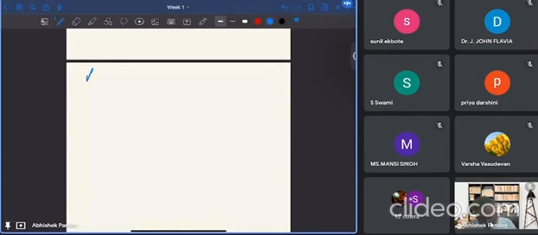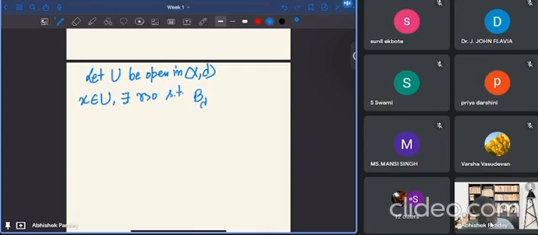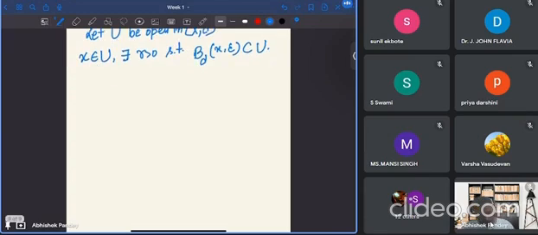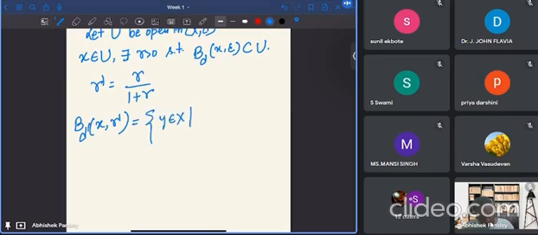So let us take, let U be open in X comma d. What does it mean? If you take any x belongs to U, there exists r greater than 0 such that the ball B(x, r) is contained in U, isn't it? Now you take r dash equals r upon 1 plus r, and you consider the ball with d1. This is nothing but y belongs to X such that d1 of x comma y is less than r dash. So we have to see whether this is contained in U or not.